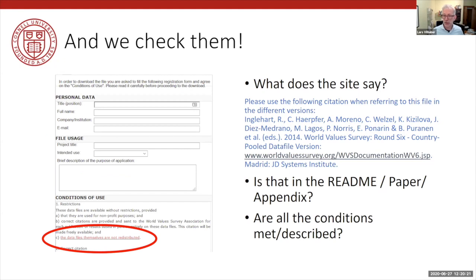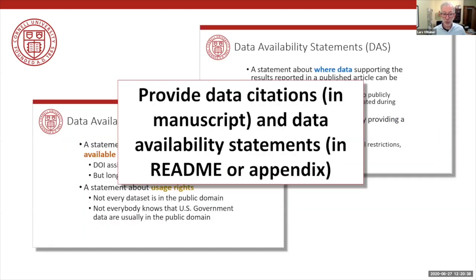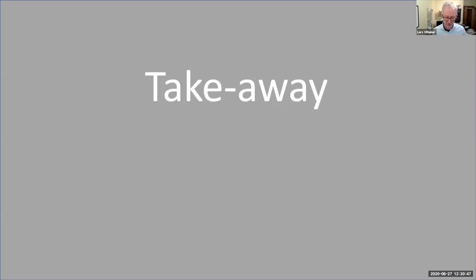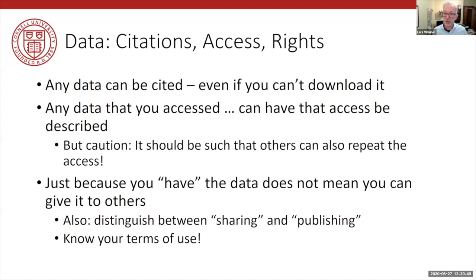And then when we click on it and go through the exercise of actually trying to download the data, there is that part of the data use agreement that says data files are not redistributed, and you gave them to us. So that is a red flag. In their case, it's actually written in red that you will probably need to remove that data. And so we check for these things in the manuscript, in the README or the appendix, for all of these elements.